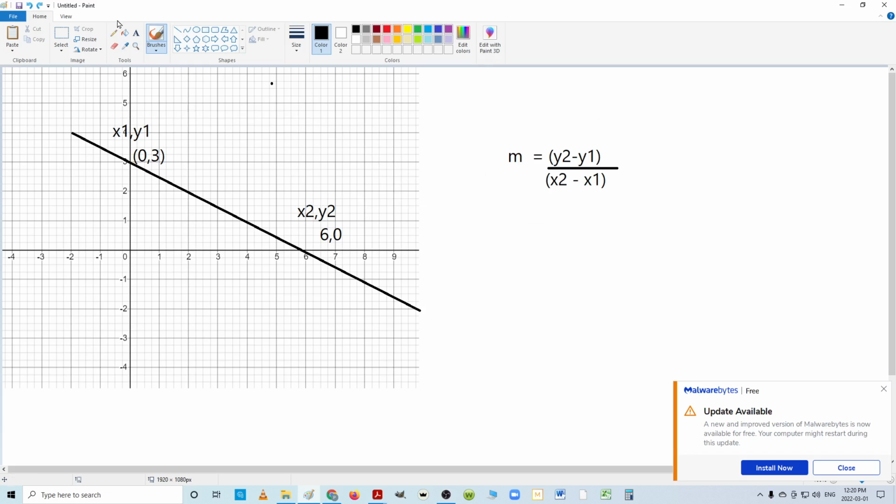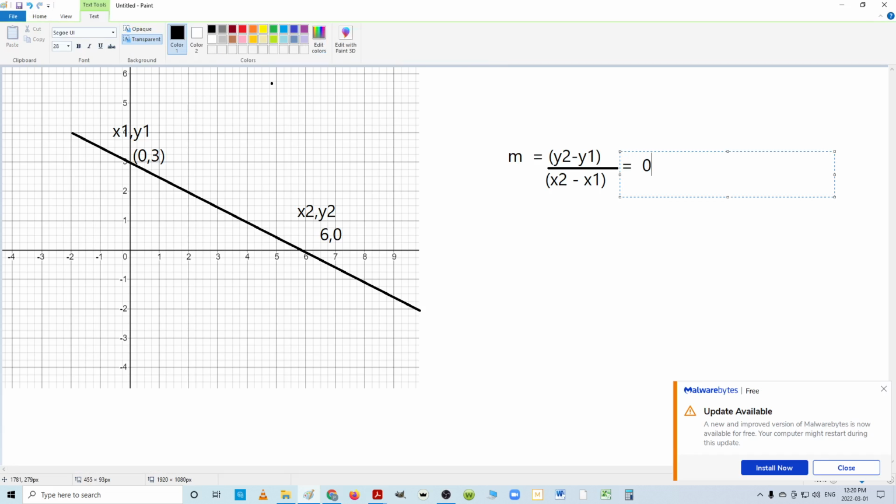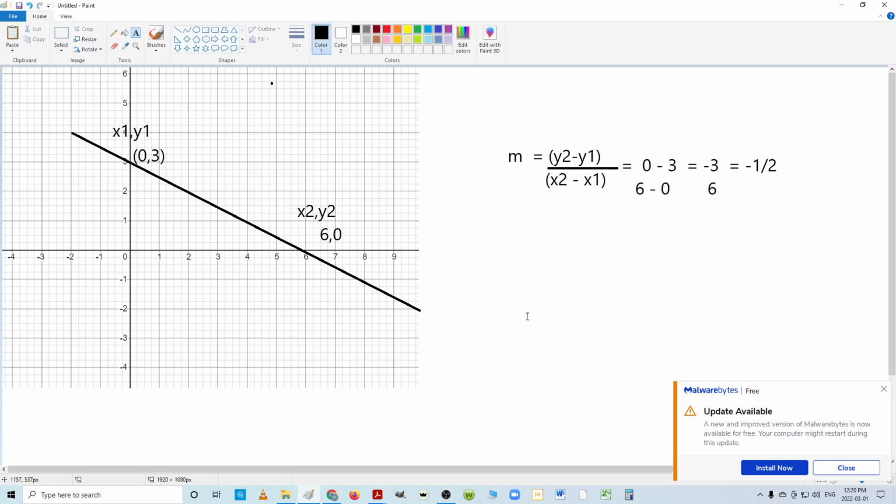So it's clear that my y2 is 0. Up top I get 0 minus 3, and my x2 is 6 minus 0. Notice the bottom is very easy. 0 minus 3 is minus 3, and 6 minus 0 at the bottom is 6. So we get minus 1 over 2 as the slope. Now, let's pretend that I can't see the y-intercept. So there's my slope right there.